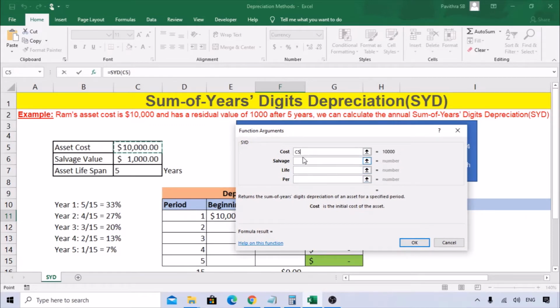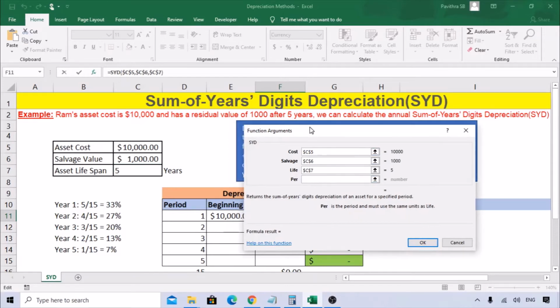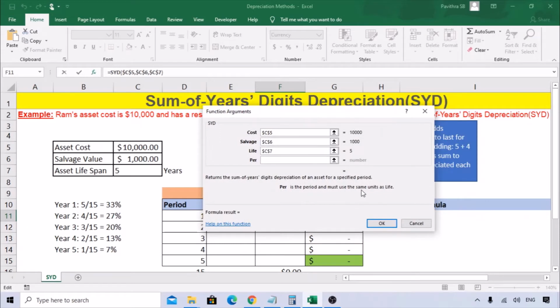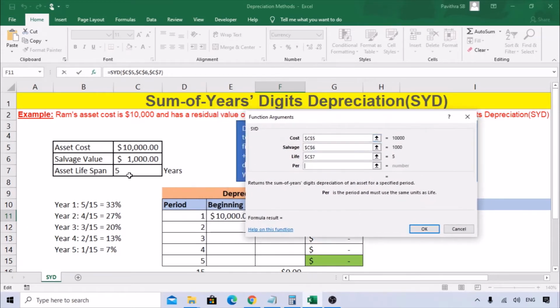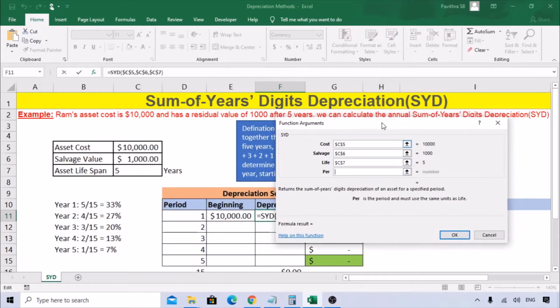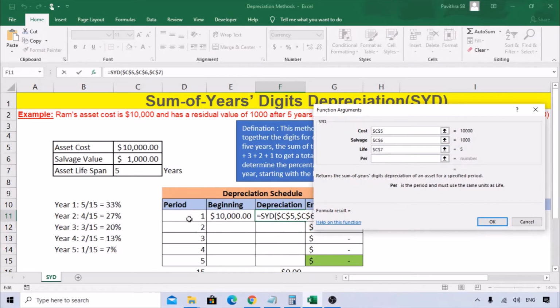Since it is constant, I'll freeze it. Salvage is nothing but the end value of the asset. I'm going to use the F4 function to freeze it. Life span is 5 years, so click 5, and freeze it. Per is the period; you must use the same units as life, so the units of life should be constant. So per is the period, and we need to calculate the first period. So I'm going to select this cell. This is the first period.